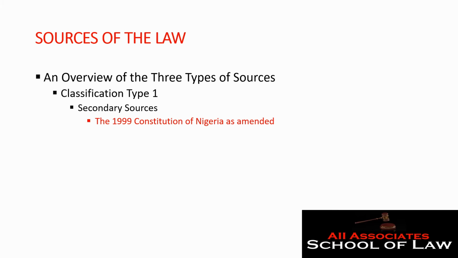It may feel rather strange that the Constitution, the foundation of the legal system, can be called a secondary source of criminal law. Nevertheless, the Constitution has a number of provisions that deal with criminal litigation, including but not limited to the following: the supremacy clause, Section 1, Subsection 1; the right to life, Section 33; the right to personal liberty, Section 35; the right to fair hearing, Section 36; the power of prosecution, Section 174, Subsection 1 and Section 211, Subsection 1; the prerogative of mercy, Section 175, Subsection 1 and Section 212, Subsection 1; as well as the jurisdiction of criminal courts.